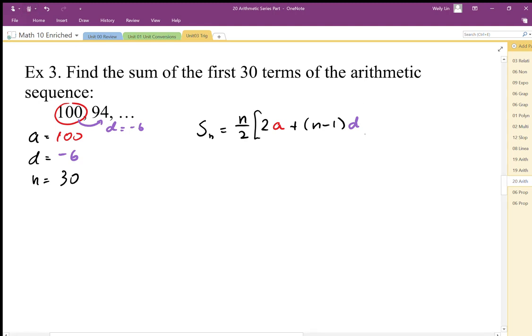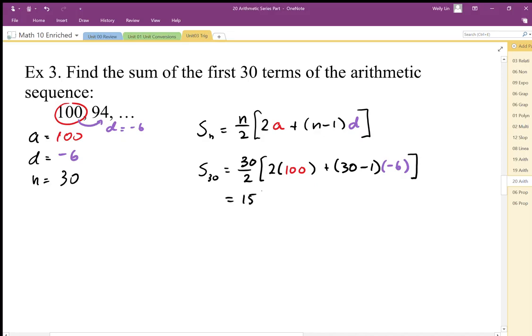And so we have all these terms to work with. So we're going to find S30. The sum of the first 30 terms is going to be 30 divided by 2, because we're going to have 15 pairs. We're going to use that first term. And there's going to be 29 steps from 1 to 30, so 30 minus 1, and then times the common difference. We go down by steps of 6. And there is our expression for the sum.